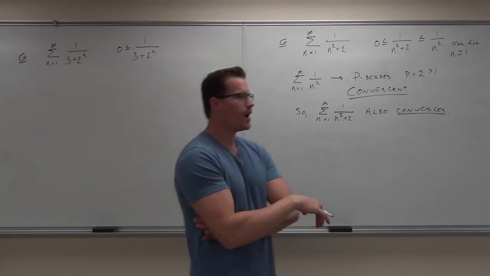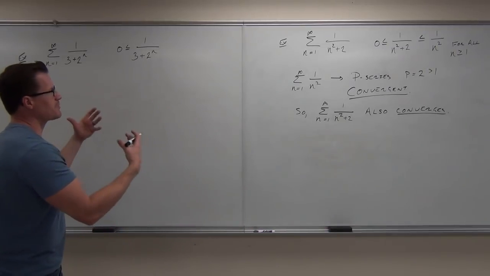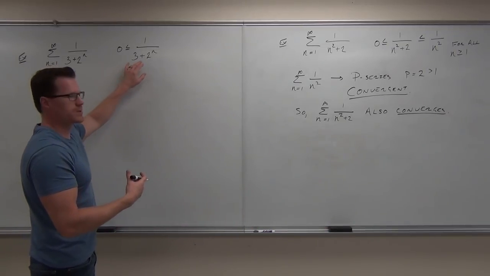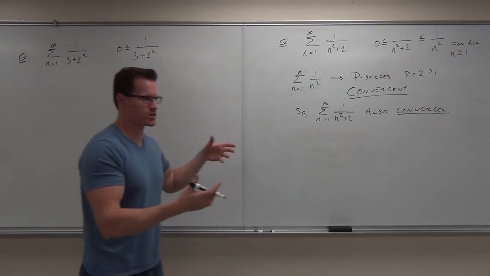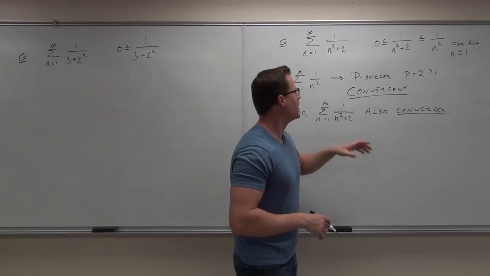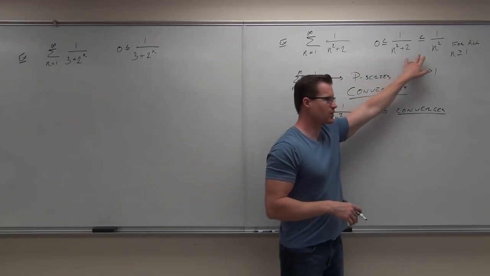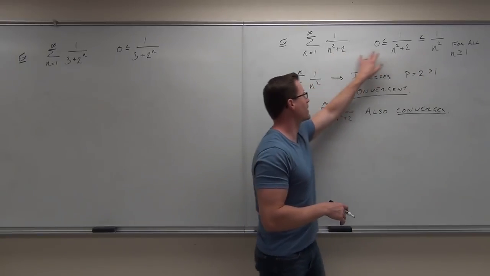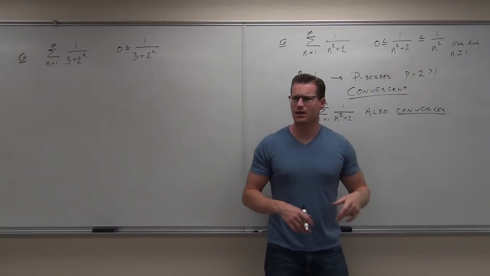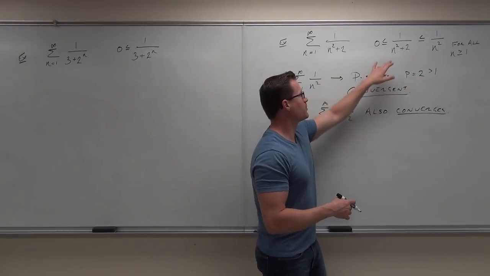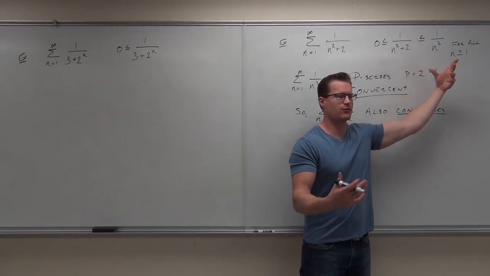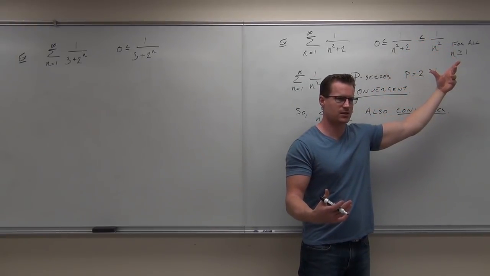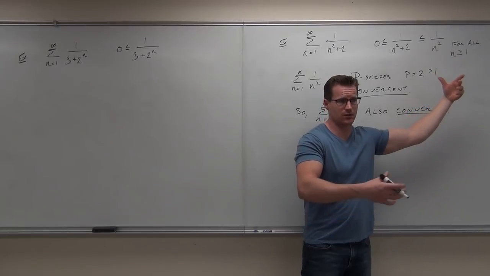Here's what I'm thinking. The one thing about this is that the 2 is kind of holding me back here. Does that make sense to you? The reason the comparison test is so nice, if you haven't noticed this already, is that it allows you to get rid of little pieces which are holding you back. So you go, hey, that plus 2 is holding me back. Let's get rid of that. Well, if I have a plus 2 in my denominator, it's going to be less than 1 over whatever I have without that plus 2. Does that make sense?